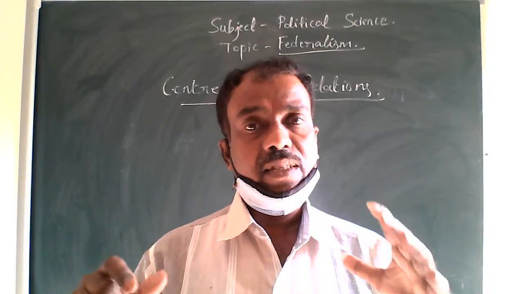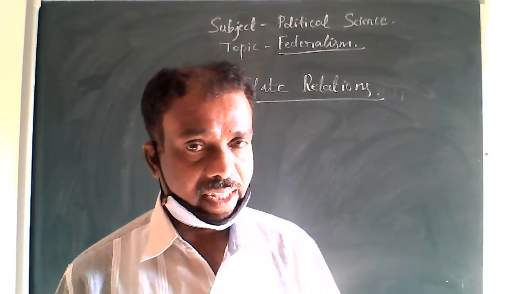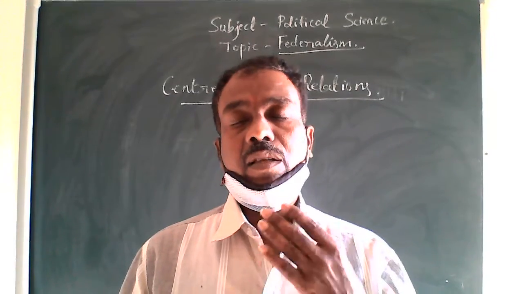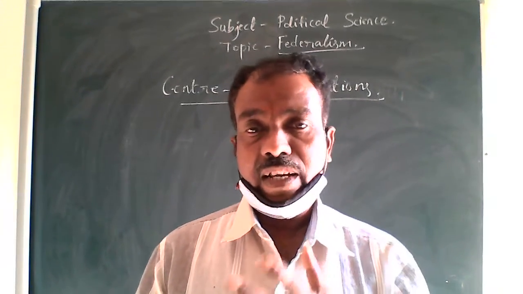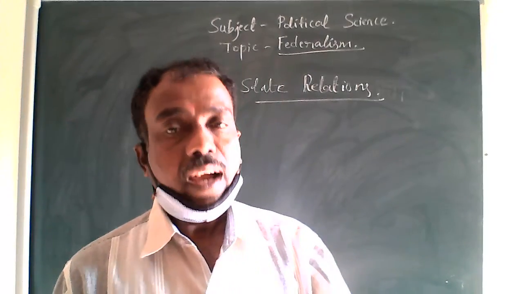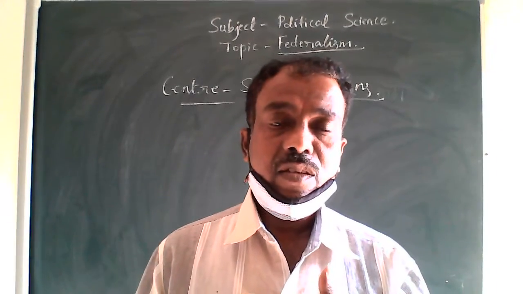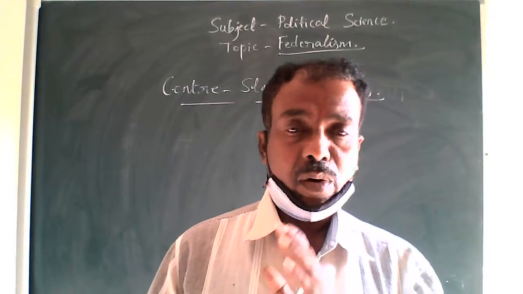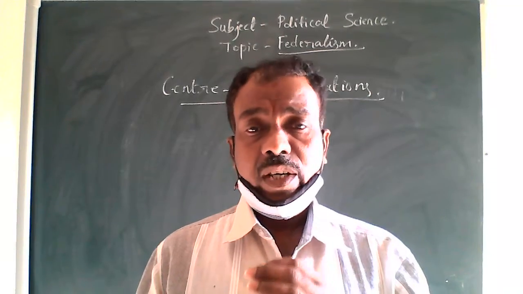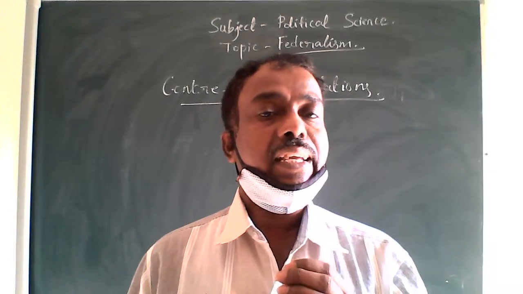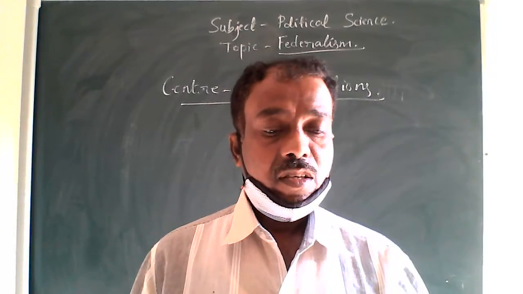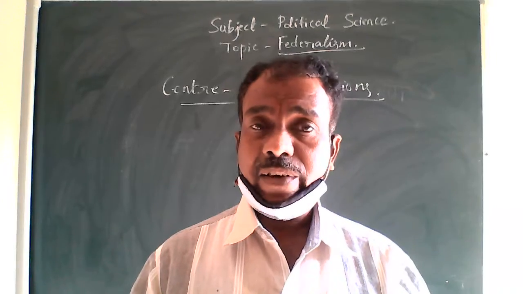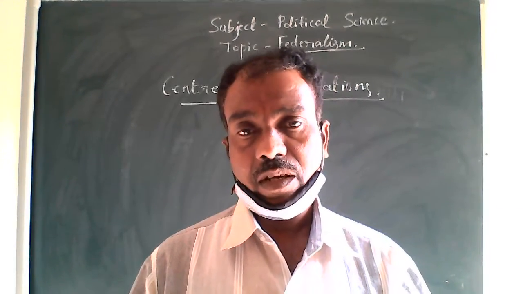For example, at present in the center we can see the existence of the NDA government. And in Karnataka we can see the BJP government. The BJP, or Bharatiya Janata Party, is one of the major parties in the NDA. And sometimes in different states we can see different parties ruling also.